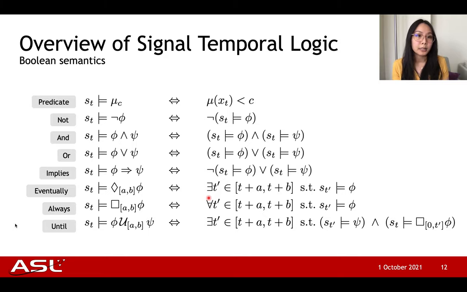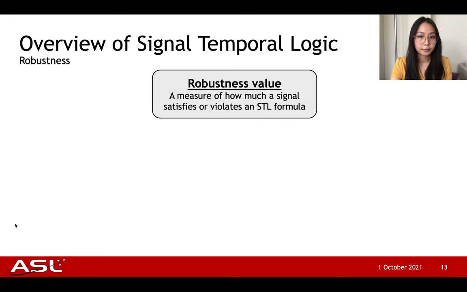And so to sum up, these Boolean semantics tell us whether a signal satisfies a formula, true or false. So this is very nice, but what if we wanted something a little bit more informative, like to what extent does the signal satisfy the formula? For instance, if we were to perturb a signal a little bit, does the formula stay true or false, or does it switch? In other words, it would be really nice to have a measure of robustness. And since STL is evaluated over signals, which are real-valued time series, we are actually able to construct this notion of robustness.